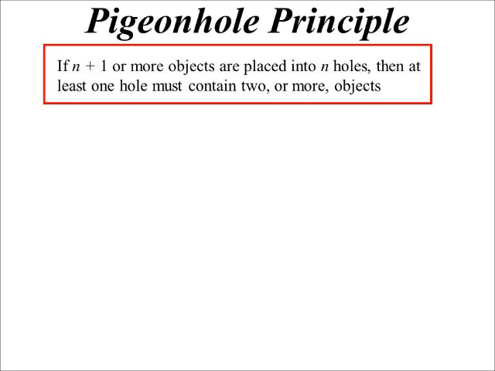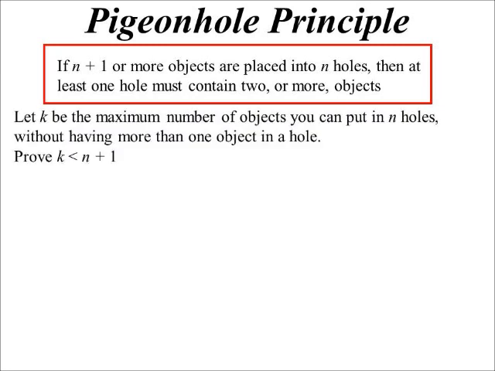That's the basic idea. Now, we're going to do a little proof of that here. So what we're saying is, k is going to be the maximum number of objects I can put in n holes without having more than one object in a hole. I'm going to prove that k is actually less than n plus 1. But I'm going to do it by contradiction. Remember that idea of proof by contradiction we looked at? I'm going to use the same. So I'm going to assume the opposite. I'm going to assume that we could actually put more than n objects into n holes. So k is going to be greater than or equal to n plus 1.